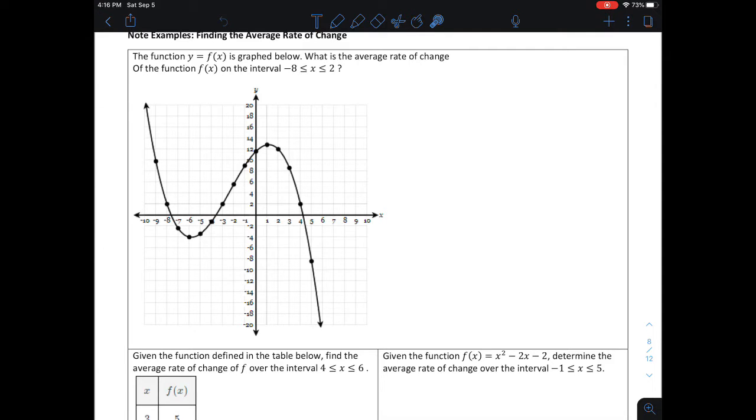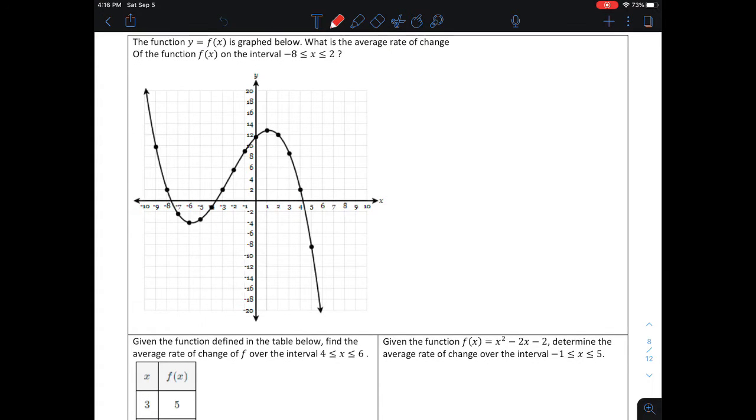Basically, I need to go to my graph and put a dot on the graph at -8, and write the coordinates. At -8, we have an x value of -8, and the y value of that is 2. So I got a point, (-8, 2). Then we go to 2 and do the same thing. I put a dot there and look at the coordinate. It has an x value of 2 and a y value of 12. Make sure you're careful counting grid blocks. You want to pay attention to the scale of the graph. And so I have my 2 points.